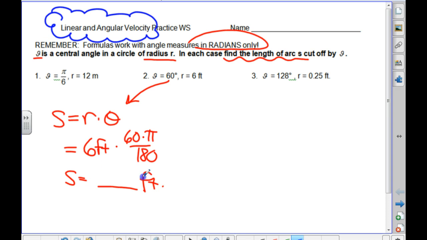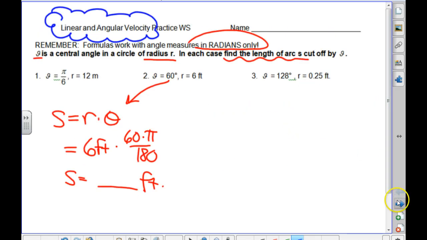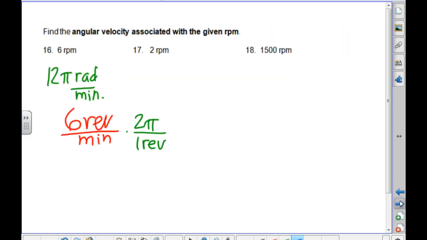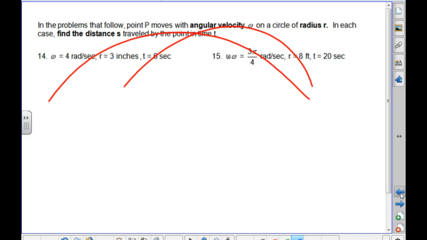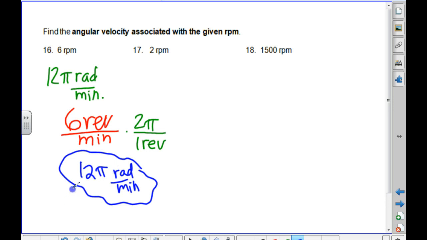Got it. All right. We left off on the back of this worksheet. I gave it out yesterday. I think I crossed off 14 and 15. Does that sound familiar? Okay. We talked maybe about how to do 16 through 18. Yes? Yeah. We just had 12 pi radians per minute. You just multiply each one by 2 pi.